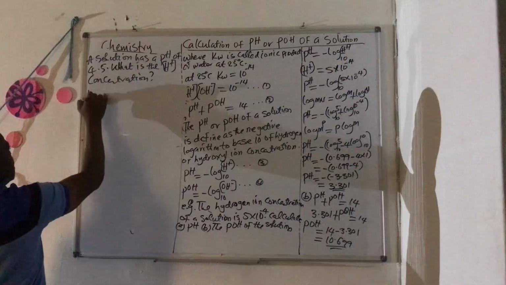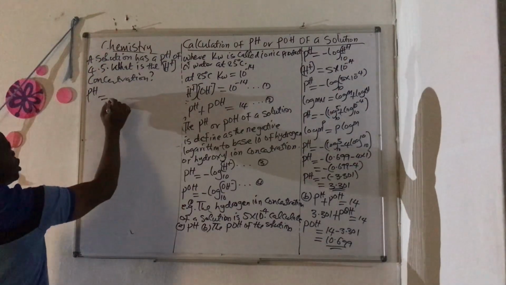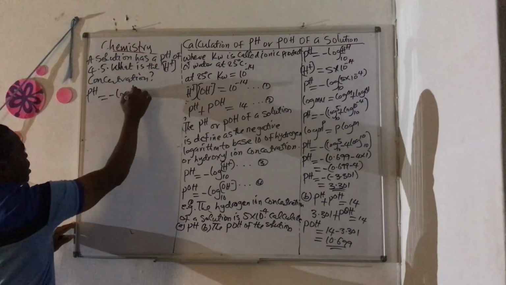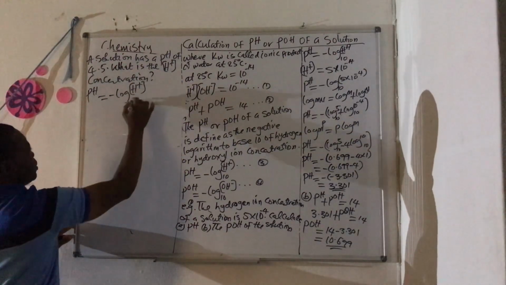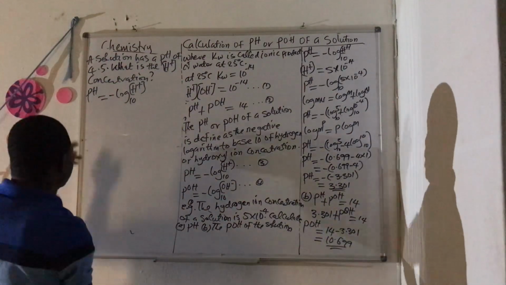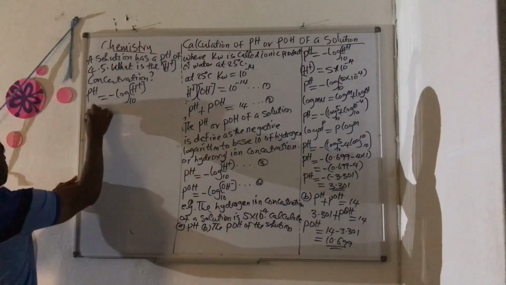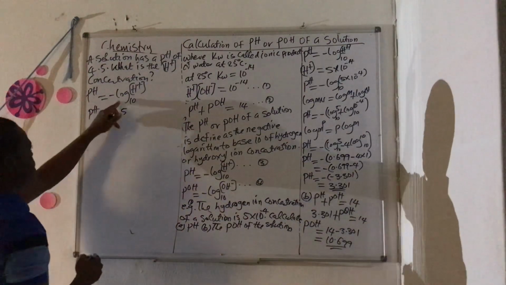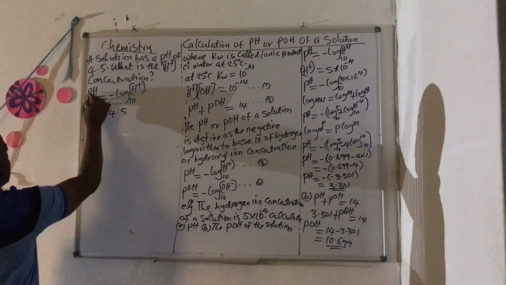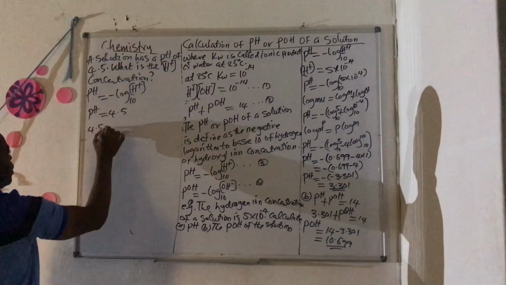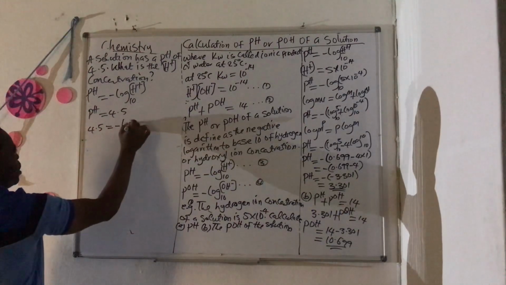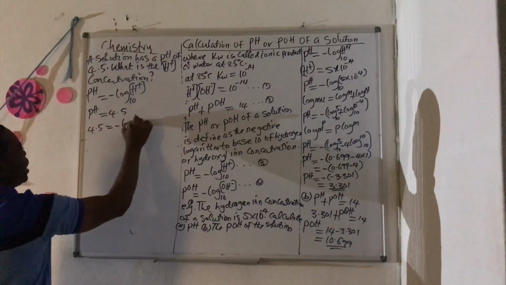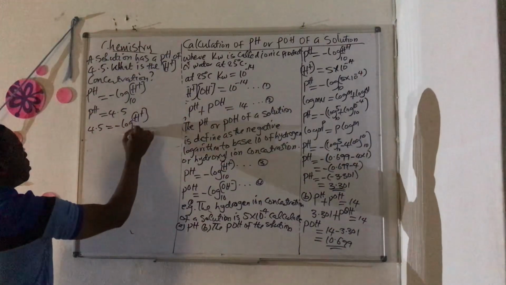What I know is that the pH of a solution is equal to minus log hydrogen ion concentration, base 10. This time around we are given the pH, and the pH is equal to 4.5. So how do we solve this? You put the 4.5 in place of pH. That will give me 4.5 equals minus log hydrogen ion concentration, base 10.